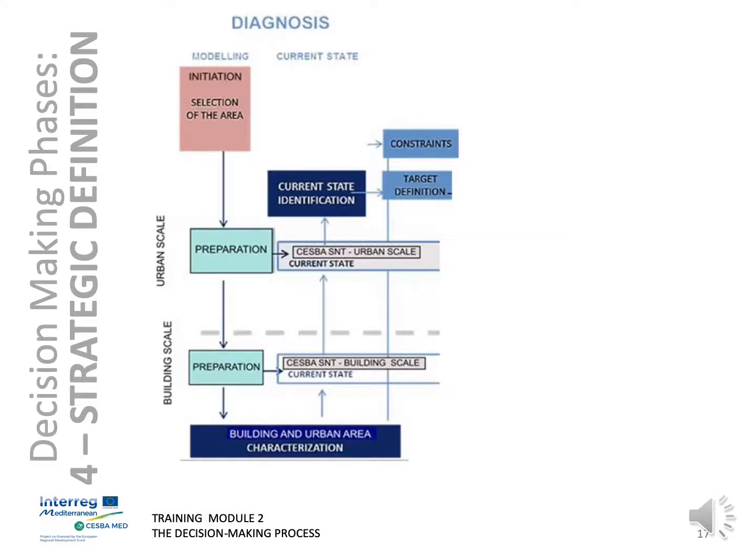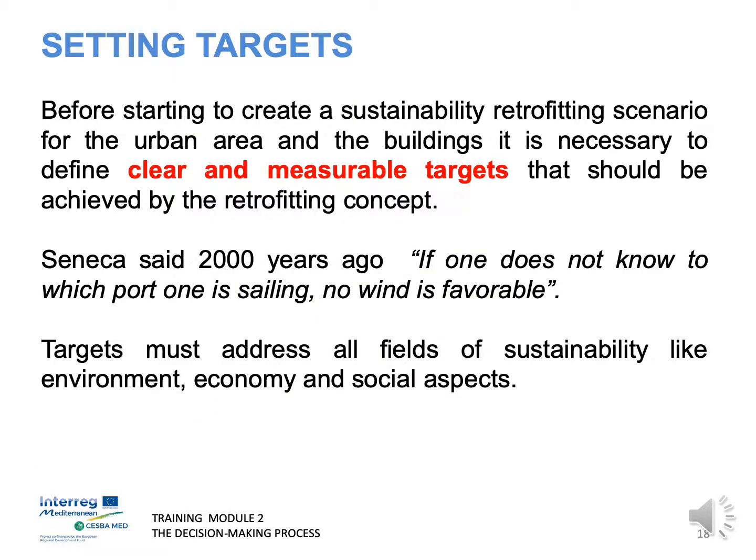So, once the diagnosis phase is completed, one would need to move to the next phase, which is the fourth phase, called the strategic definition, in which one, based on what has been done already, would set the constraints and target definitions. So in the next couple of slides, we will be looking at setting targets, looking also at the constraints and the limitations that one would have. So let us first start by looking at what targets one needs to set.